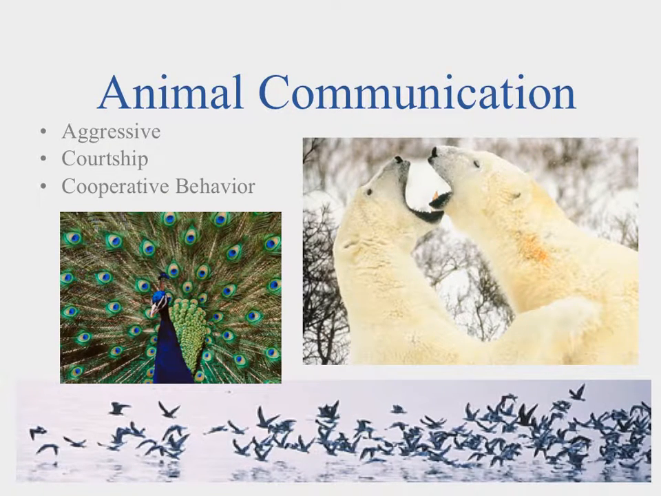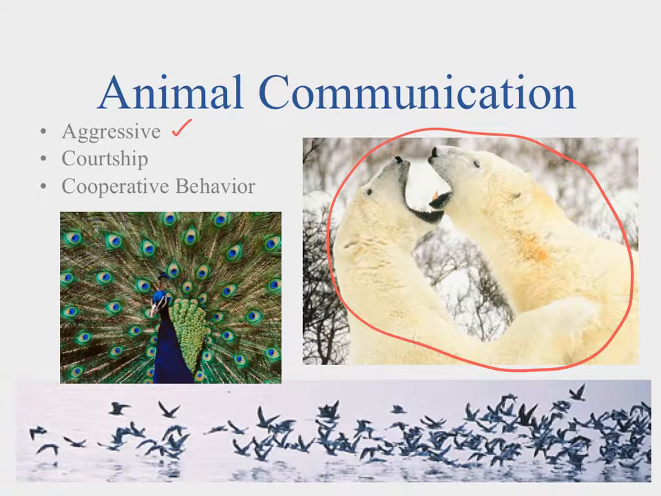So when we're talking about animal communication, we're talking about several social behaviors that fit into this realm. And 3 examples here that we want to talk about real quickly. The first is aggressive behavior. And we see that with our polar bears here. They could be fighting for territory or competing for resources. But it's an aggressive, all out, you're showing who's the boss, kind of a dominance type of thing going on there.